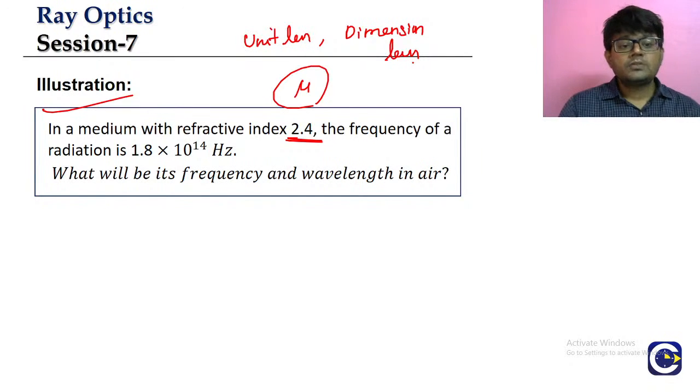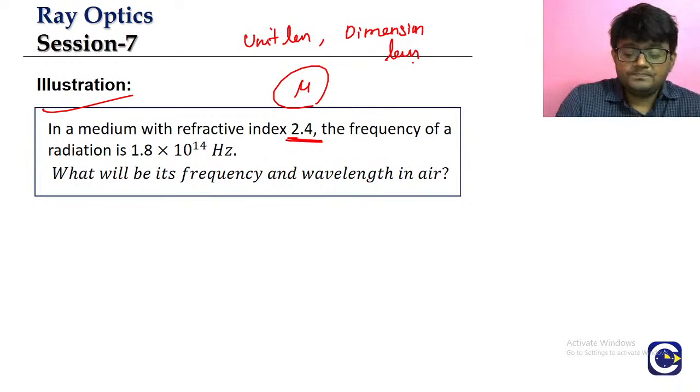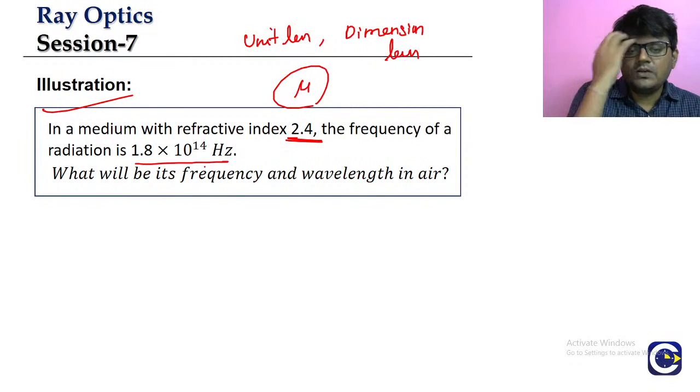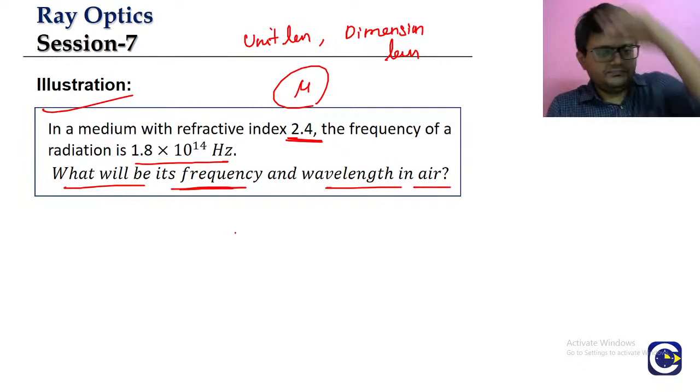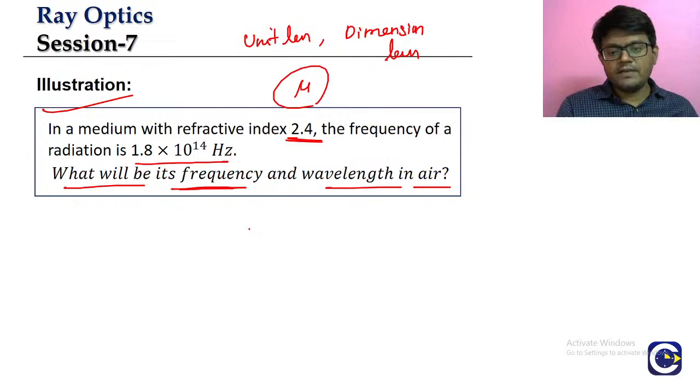So in a medium with refractive index 2.4, the frequency of the radiation is 1.8 into 10 power 14 hertz. Now look at the question. What will be its frequency and wavelength in air? They're asking what the frequency of that same radiation is, and the wavelength in the air.